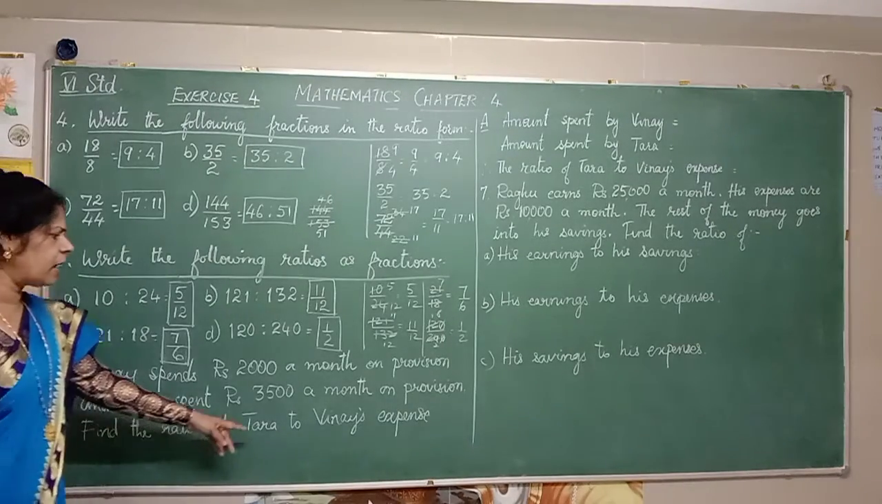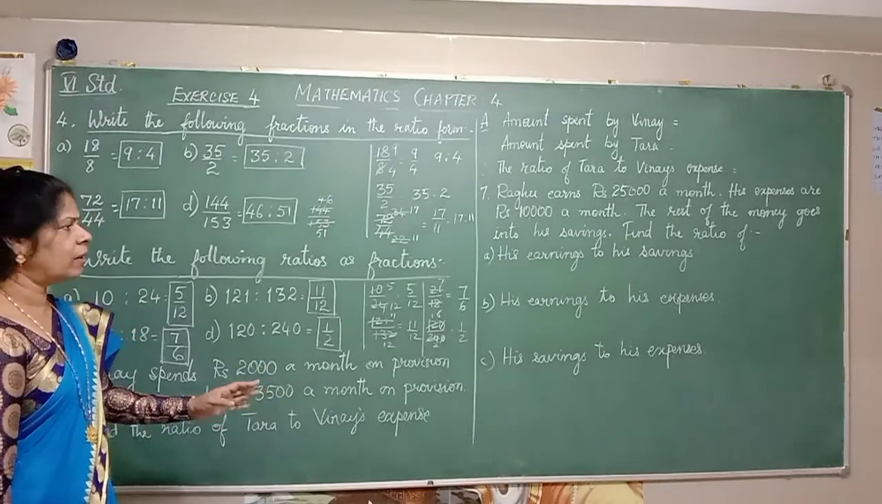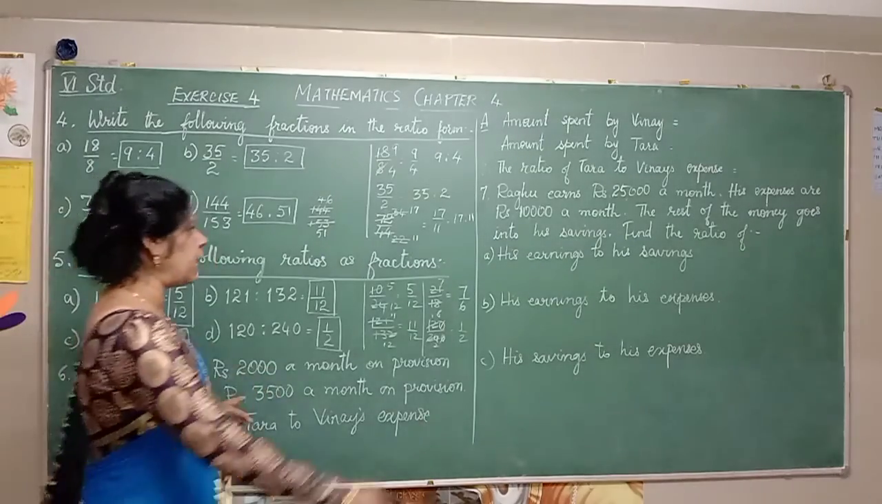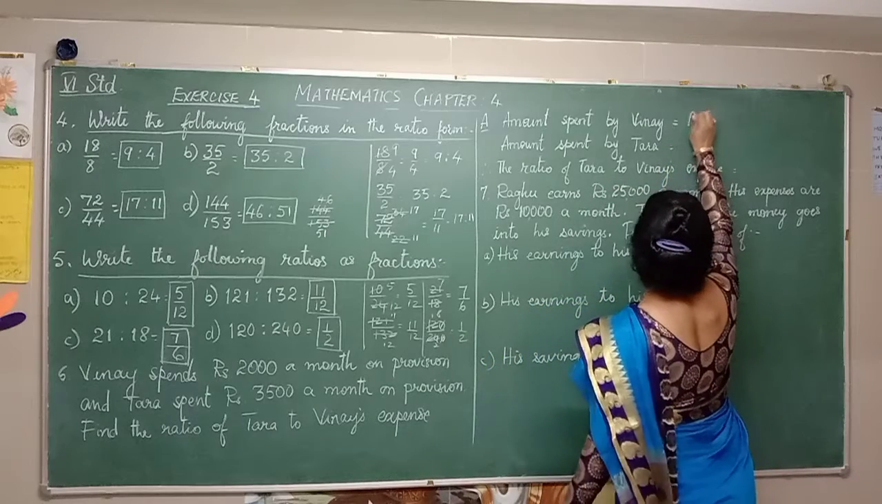Find the ratio of Tara's to Vinay's expense. So Tara and Vinay, what is the amount they are going to spend? So we will write here: the amount spent by Vinay is rupees 2000 per month.